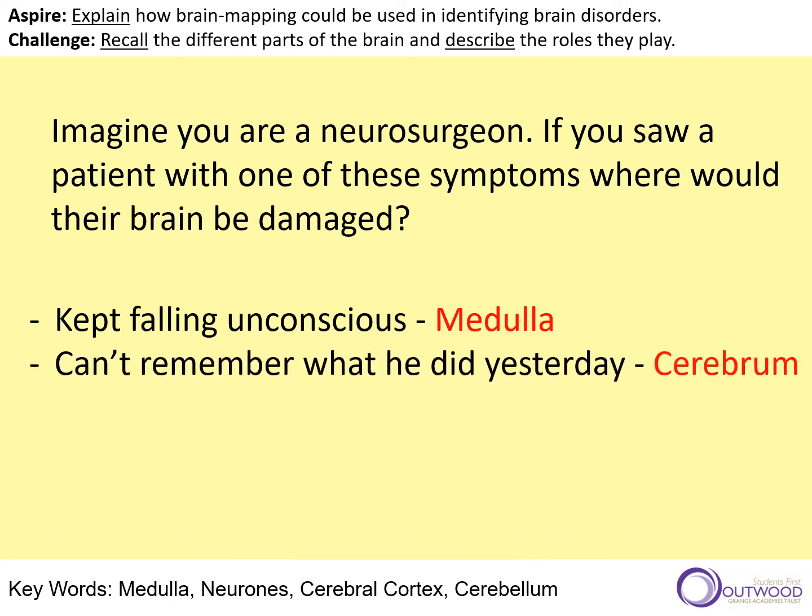Can't remember what you did yesterday is the cerebrum, because that is all to do with memory. Number 3, keeps falling over, is the cerebellum, because the cerebellum, remember, is related to your control, your balance, and your coordination. So that's the cerebellum.